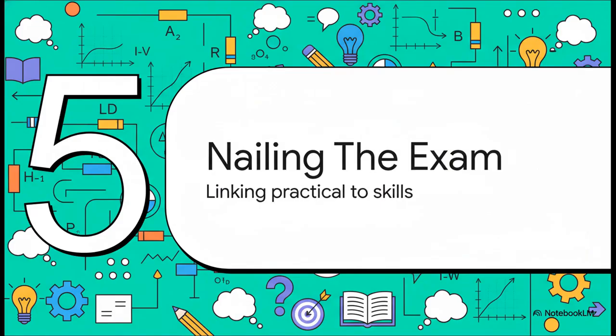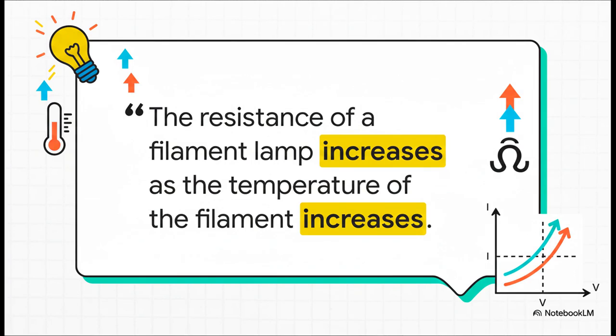Right, let's pull all of this together. Section 5 is all about taking this knowledge and using it to your advantage to absolutely nail those exam questions. Okay, you need to listen to this next bit very, very carefully. This sentence is taken word for word from the AQA specification. It's not just some random fact. It is a fundamental piece of physics they 100% expect you to know and be able to explain. You should probably memorize it.